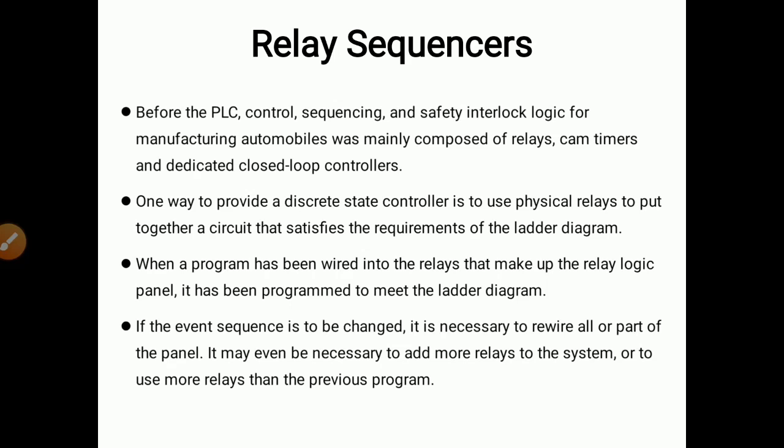If the event sequence is to be changed, it is necessary to rewire all or part of the panel. So we need to rewire all the parts. It may even be necessary to add more relays to the system, or to use more relays than the previous program. All these problems were faced before the invention of PLC. We were using cam timers, closed loop controllers and relays, and wiring was done in between them, and it was very difficult to change the wiring or add an extra part in between them.